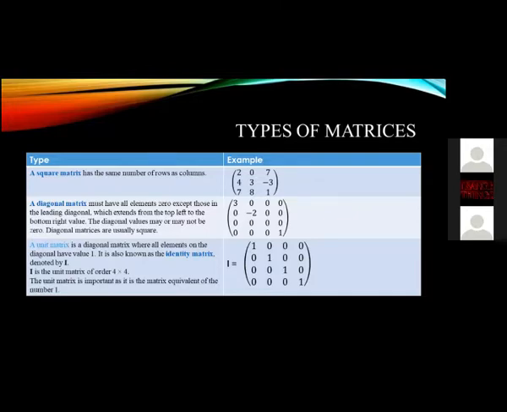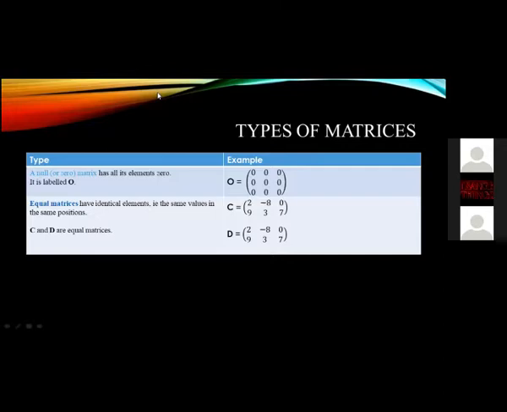And then a unit matrix is a diagonal matrix where all elements on the diagonal have value 1. It's also known as the identity matrix, denoted by I. I is the unit matrix of order 4 times 4. The unit matrix is important as it's the matrix equivalent of the number 1.